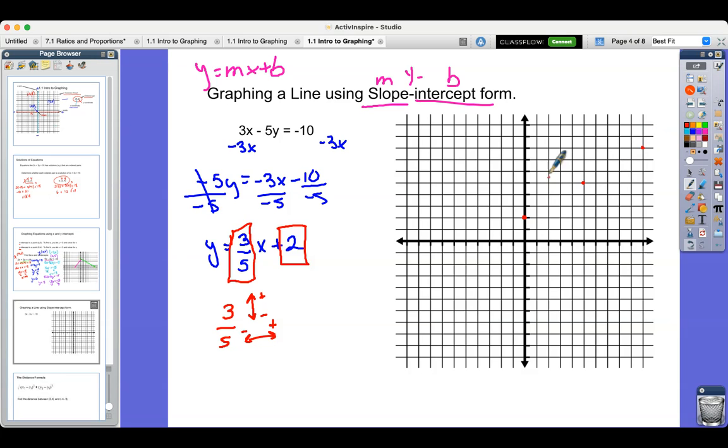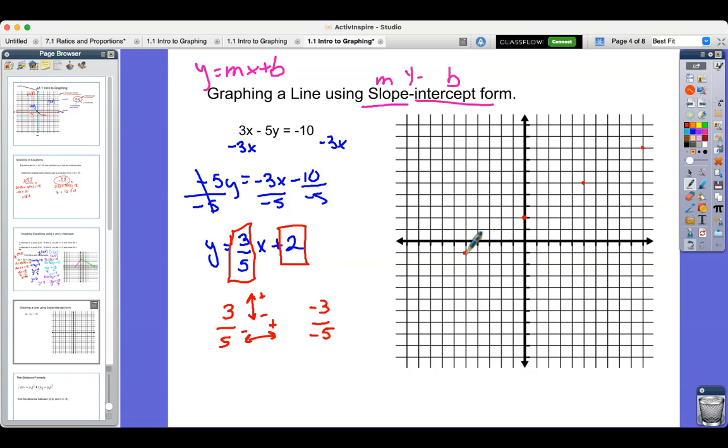Now, if you feel that it's not enough, you can also go backwards. You can go negative 3, negative 5. The reason we can do that is because it has the same value as 3 over 5. It's just going the other way. The value didn't change, just the look of it. So from our y-intercept, we do negative 3, so we go down this time, 1, 2, 3, and then negative 5, 1, 2, 3, 4, 5.